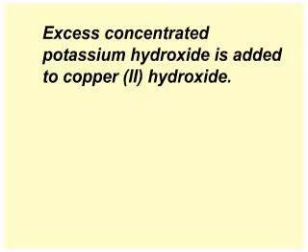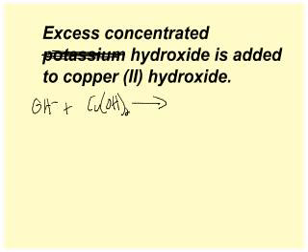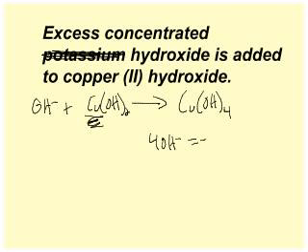Excess concentrated potassium hydroxide is added to copper(II) hydroxide. So I've got potassium hydroxide is added to copper(II) hydroxide. So I have OH- plus Cu(OH) taken twice. Excess concentrated, so my copper's charge is copper 2. So I'm going to have Cu(OH) taken 4 times. Now I need to recalculate the charge. 4 OHs equal -4. Cu2+ is +2. So my charge on this is going to be -2. I'm left with a complex ion.